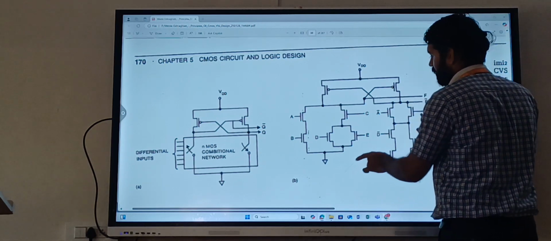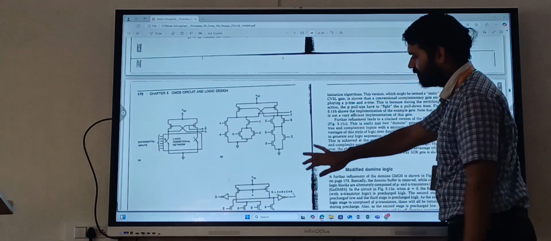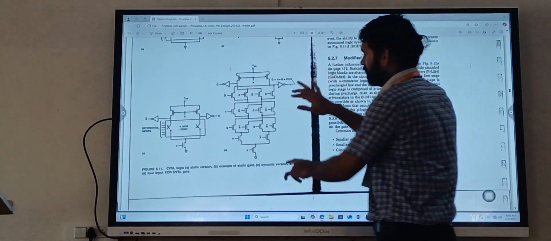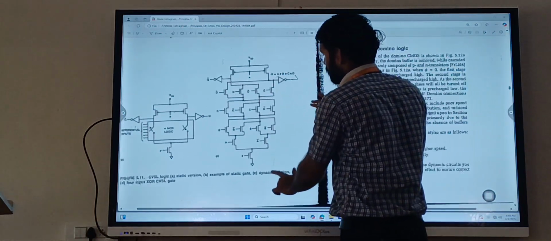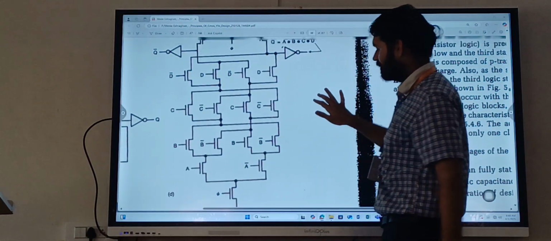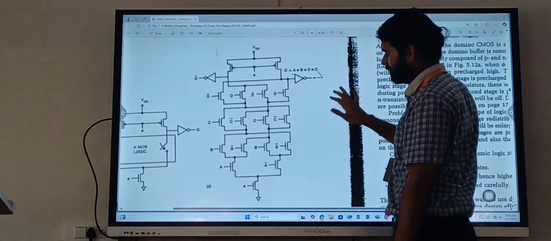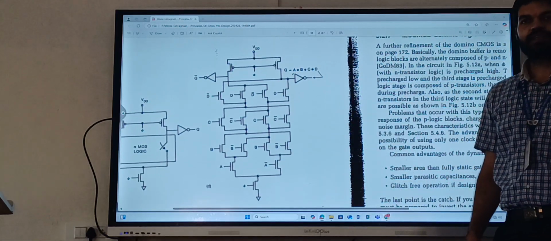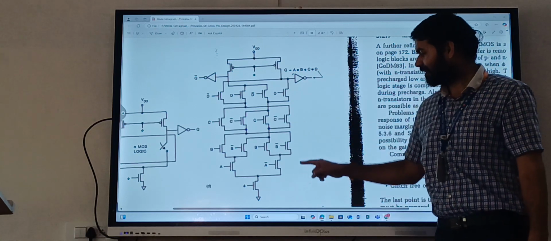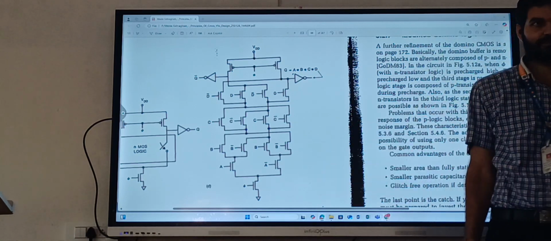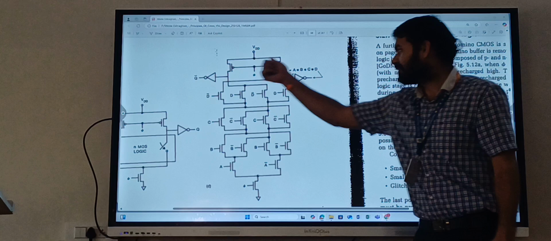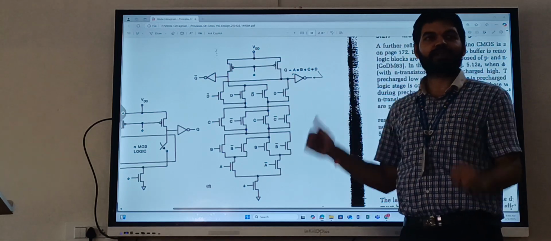And one more example they have given, this one. You can take this as your homework. Just think, why is this a 4 input XOR gate? They are telling that the circuit is a 4 input XOR gate.